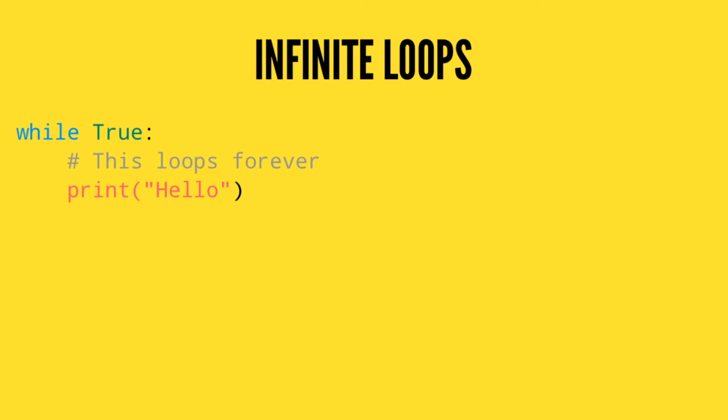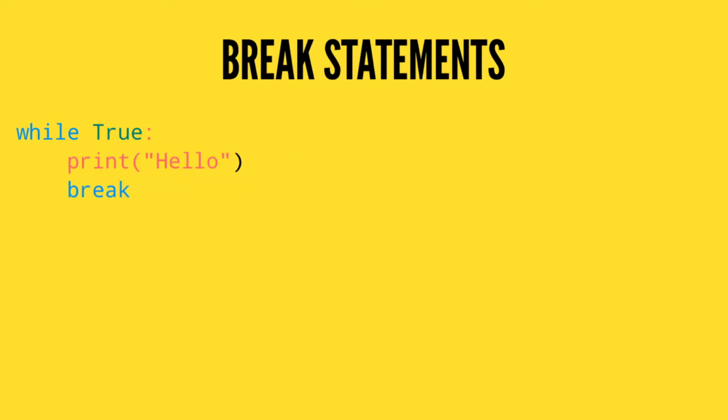Then we looked at infinite loops. Here we have a while True loop, and because True is always true, it would print out hello an infinite amount of times. But if you wanted to not do that and you wanted to break the infinite loop, you could just use the break keyword. So here, while True, print hello, and then it would break. So it'd only do it once and then break.